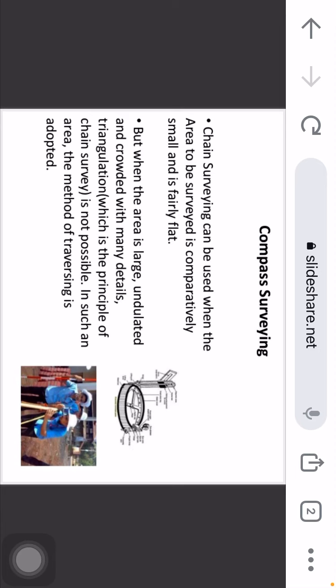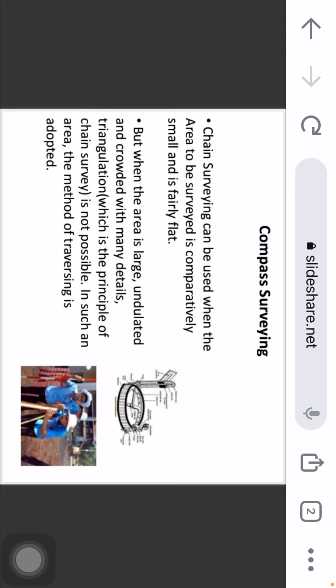Chain surveying can be used when the area to be surveyed is comparatively small and fairly flat. Whenever you have smaller areas to be surveyed, you can go for the chain survey and measure the area. But when the area is large and has more deviations, undulated and crowded with many details, triangulation is used. Where triangulation is not possible because of the larger area, in such an area the method of traversing is adopted. The method of traversing is adopted whenever you go for larger area surveys.